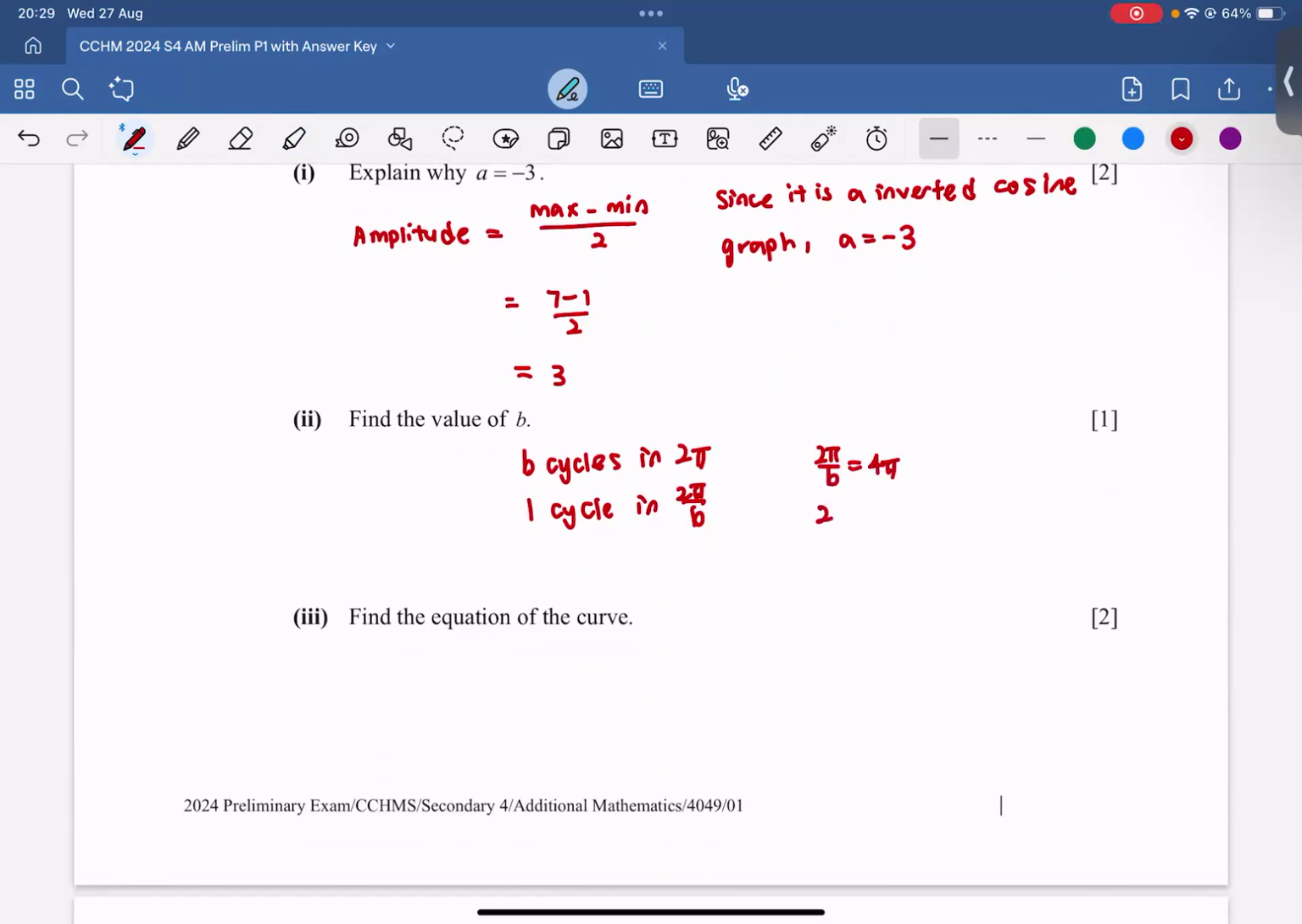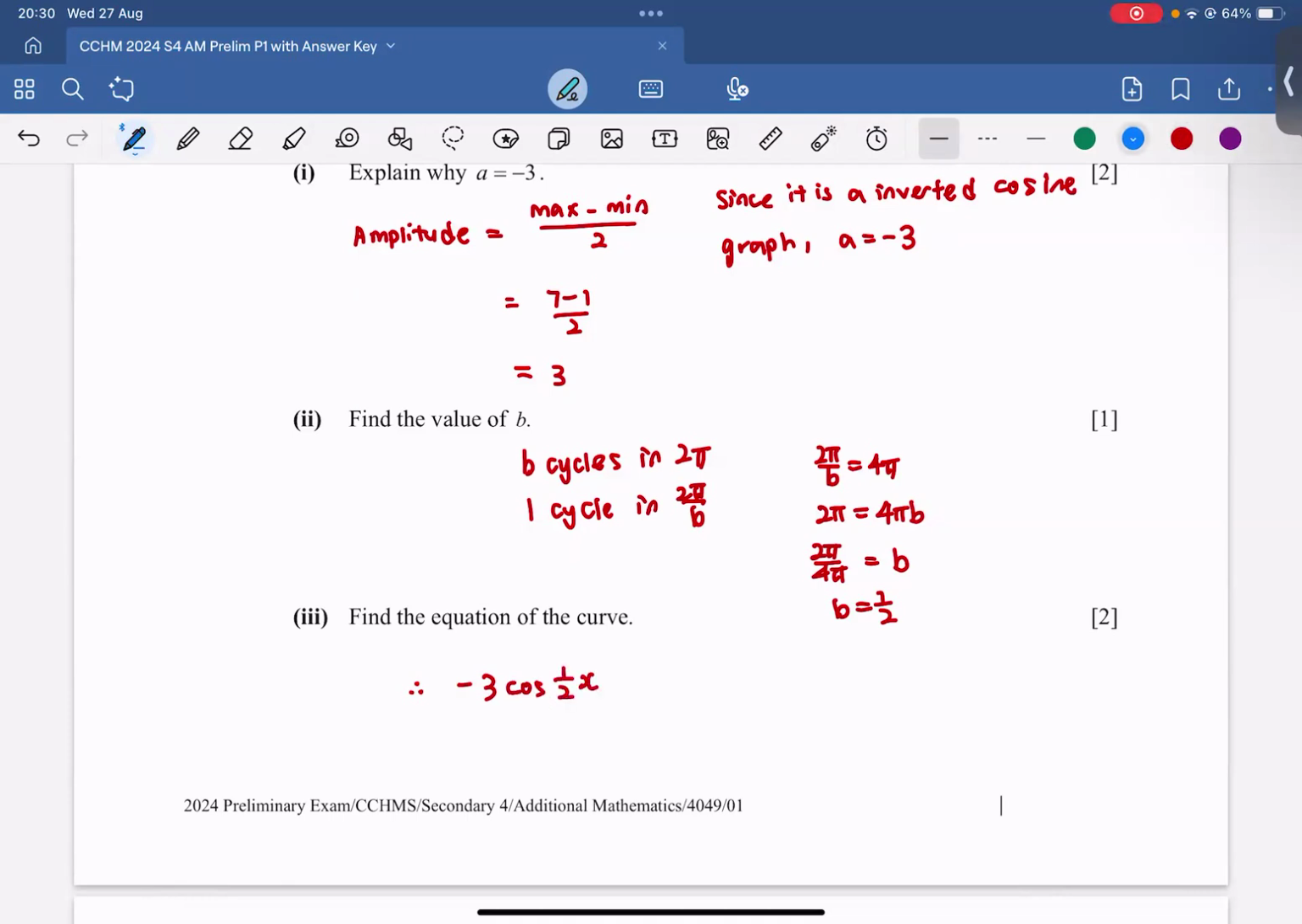Then 2 pi equals 4 pi B. B is just equals to 2 pi over 4 pi, which is equal to half. Okay, finally write down the equation. So we already have the starting. The starting is -3 cosine half x.